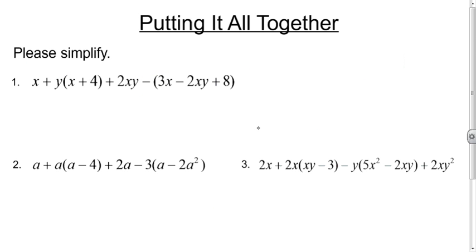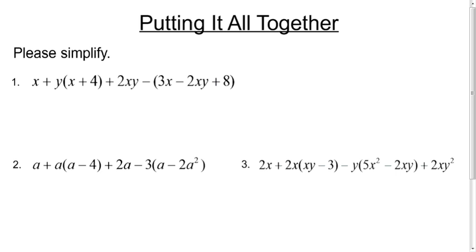Okay, so putting it all together here, this is where you really need to be able to shine. You've got examples here with distribution, combining like terms, subtracting quantities, and I'll move through this decently quickly. So example 1, you have x plus y times the quantity x plus 4 plus 2xy minus the quantity 3x minus 2xy plus 8.